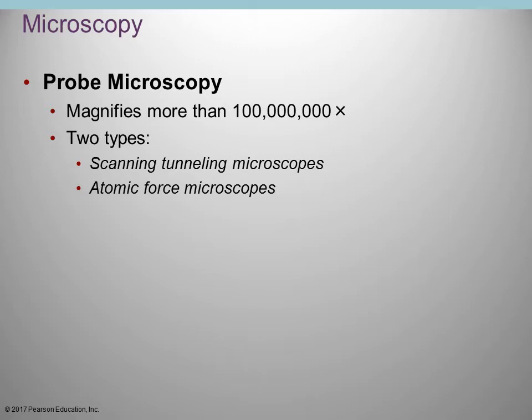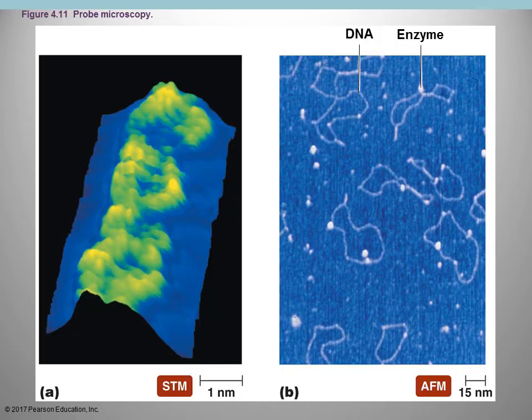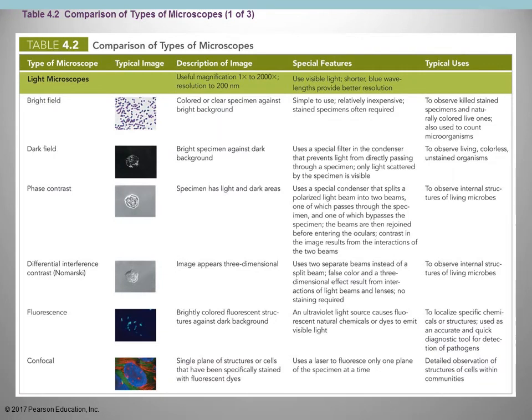Probe microscopy will magnify more than 100 million times, so obviously you can see very small structures. There's two types, scanning tunneling and also atomic force. And you can see examples here. With probe microscopy, you get nice three-dimensional images on some. You can see in B the DNA strand. You can see an enzyme there, so you can see quite small.